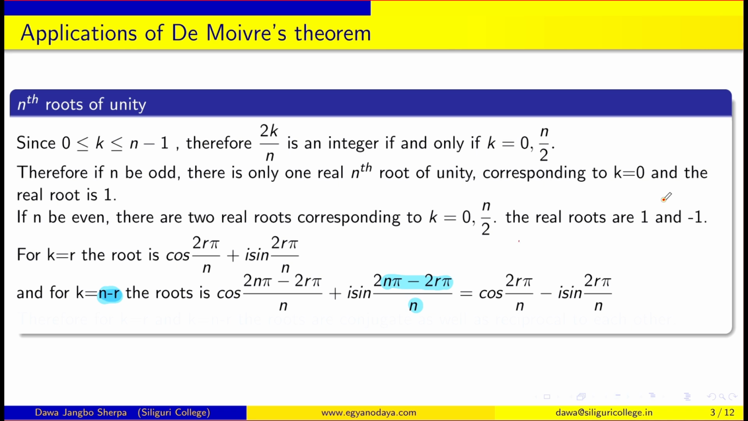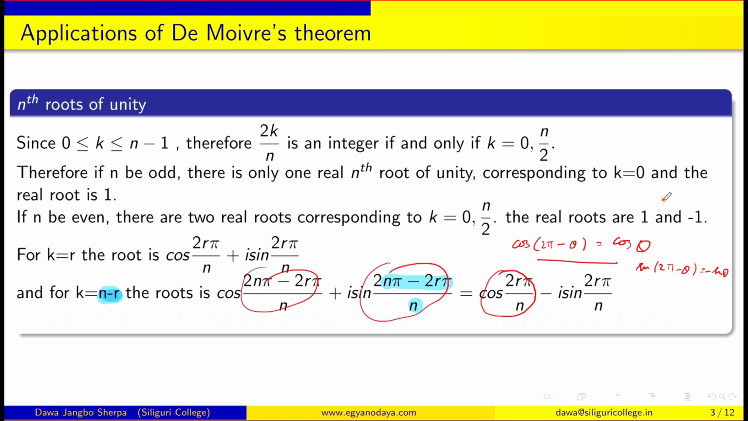Now applying this formula, cos (2 pi minus theta) is equal to cos theta. So if we apply this over here, we'll get cos 2r pi by n. And next, if we apply sine (2 pi minus theta) is equal to minus sine theta, then over here we will get minus sine 2r pi by n.